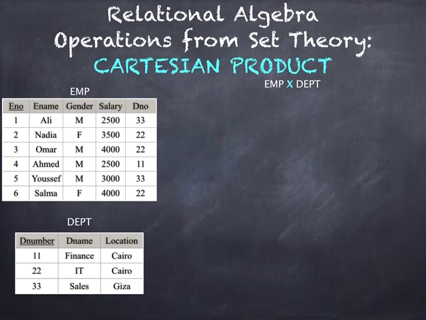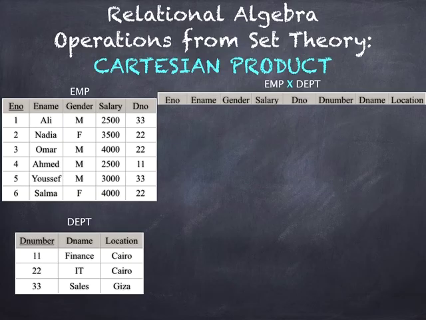The cross product is denoted as X, as you see, between employee and department. The cross product simply returns a relation, or creates a new table consisting of all the attributes of the two tables side by side. So the resulting table will have all attributes of employee: e-number, e-name, gender, salary, and D and O, along with the attributes of table department, which are d-number, d-name, and location.